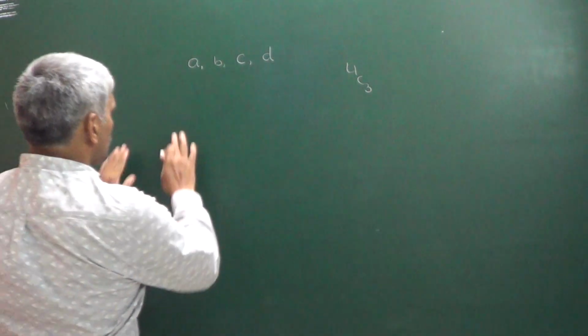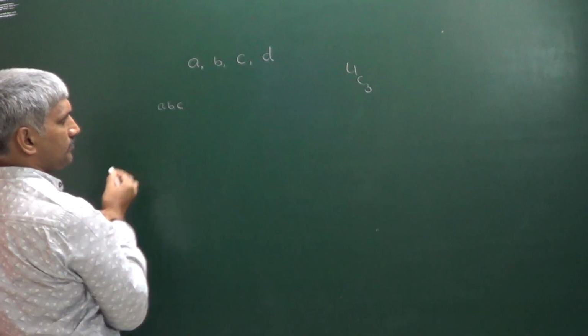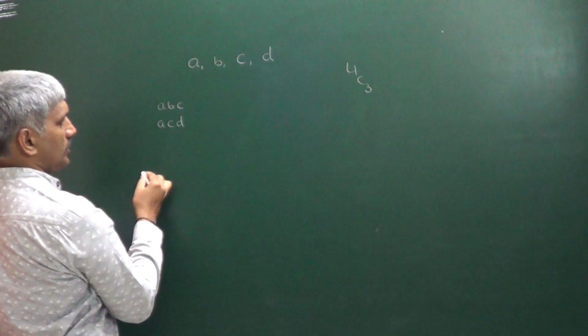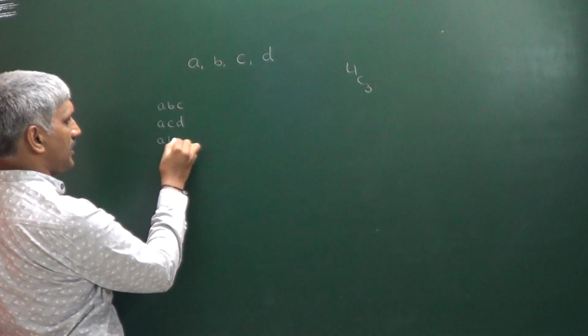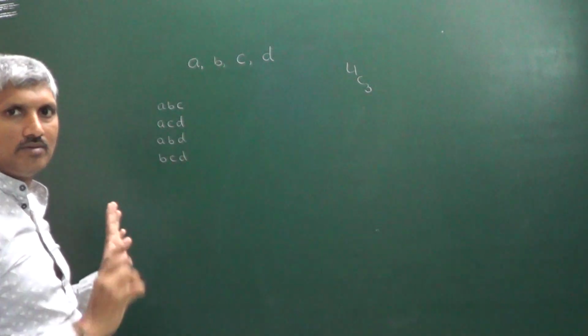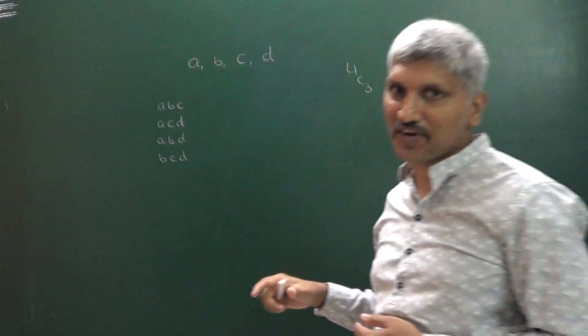See, one selection is ABC. The next selection is ACD. The next selection is ABD. And one more selection is BCD. That's all. From 4 objects, 3 can be selected in these many different ways.